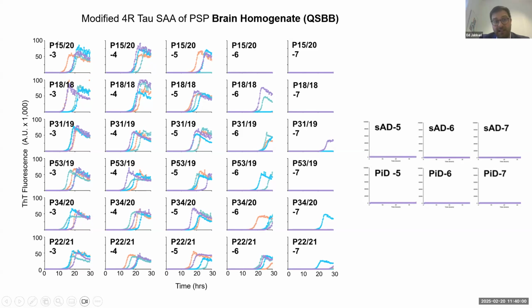So when we applied the assay to 6 brain tissue samples from PSP patients that had donated their brains to Queen Square Brain Bank, we got clear positives in all 6 of those samples. And this was reproducible when we repeated the experiments 2, 3, 4 times. So that's really reassuring. That's promising.